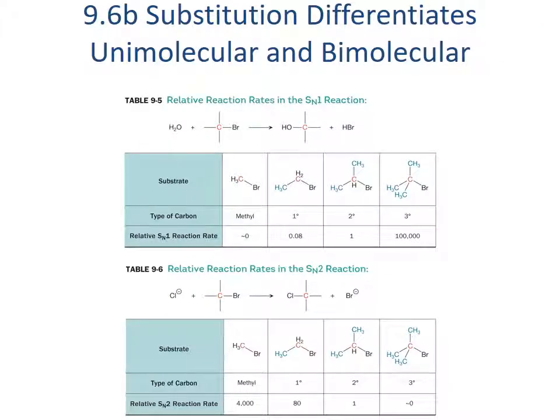On an sp3 hybridized carbon, substitutions can occur. However, the type of substitution mechanism will depend on the type of carbon. Notice that in an SN1 reaction, shown in the top table, the more substituted a carbon is, primary, secondary, or tertiary, the faster the reaction. In an SN2 mechanism, shown in the bottom table, the reactions are faster with less substituted carbons.